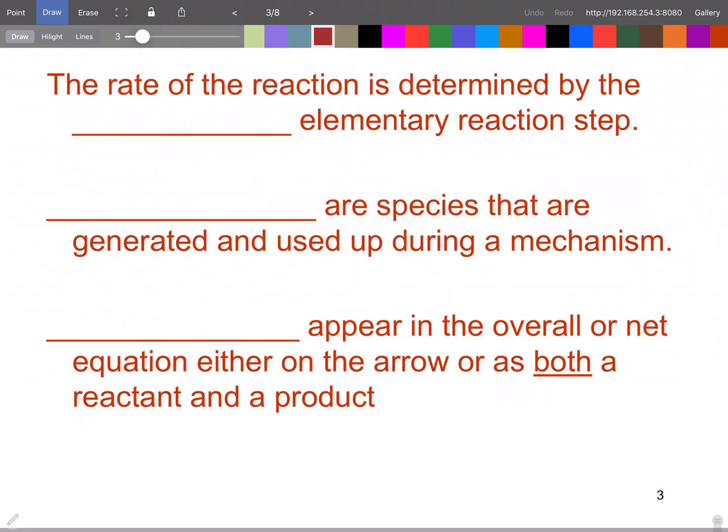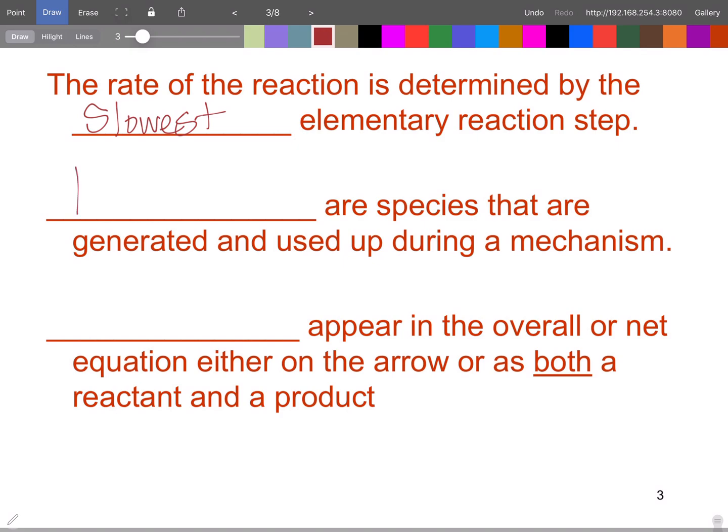Okay, so the rate of the reaction is determined by the slowest step. And this actually makes sense because if you think about when you have a series of jobs that one person has to pass to another, how fast you get done is a function of whichever step is slowest. So that is what sets the rate.